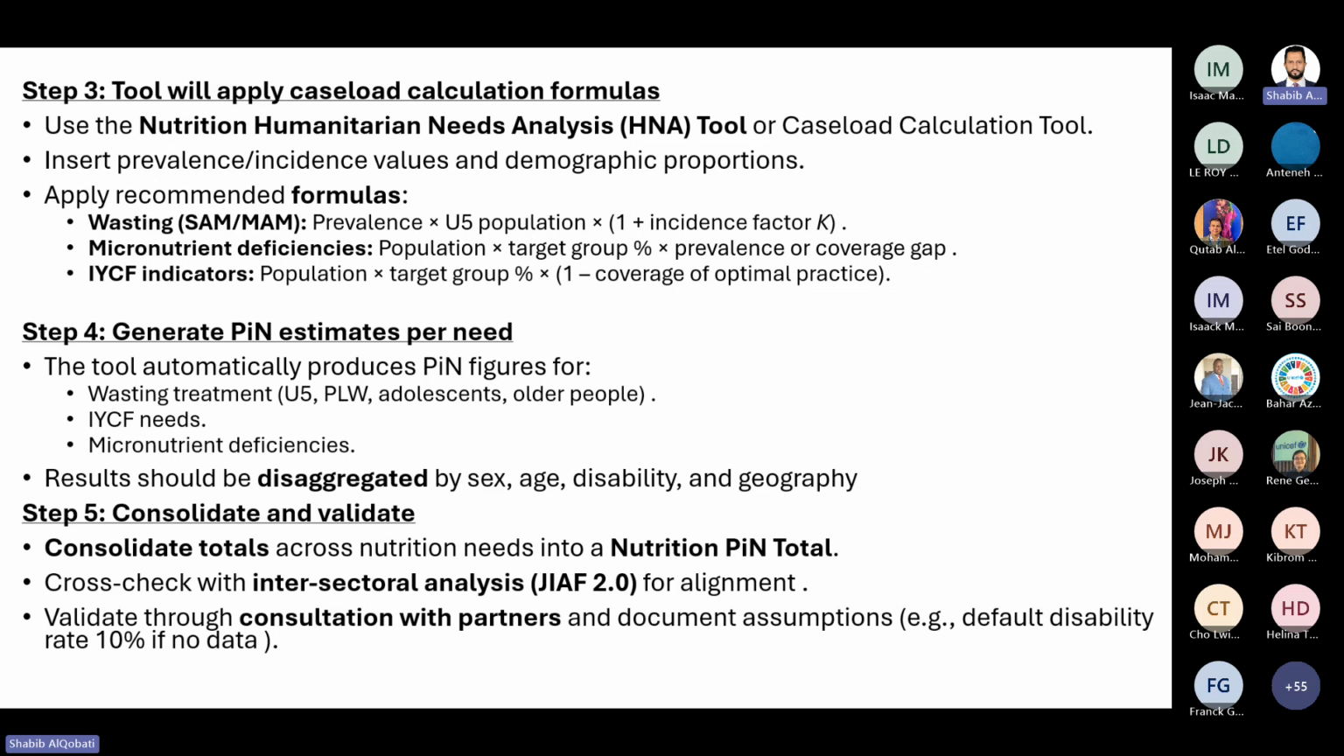Step 5, consolidate and validate. Please ensure you consolidate the totals across nutrition needs into the nutrition people in need total. Cross-check with the intersectoral analysis for alignment. Validate through consultation with partners and document assumptions. For example, the default stability rate is 10% if there is no data. Through discussion with partners, you can come up with missing data. So this is step 5.